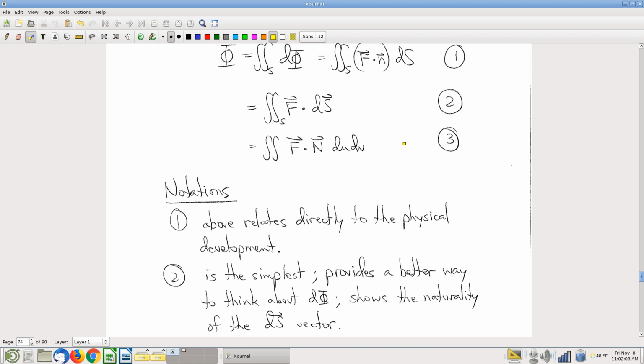Okay. Another quick pause. We have examples coming up. Is everybody on board with the development? Okay.